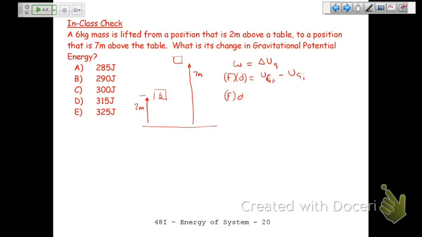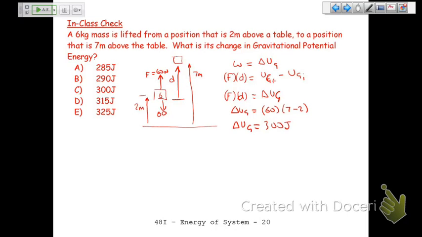FD, I'm going to go back in circle, is equal to delta UG. So delta UG is going to equal my force. And my force is going to equal, well, let's have a look. If that's 60 newtons, then that force equals 60 newtons. So 60 times my D, and my D is 7 minus 2. So delta UG is equal to 5 times 60, which is 300 joules. Hopefully that's there. Yeah, good.